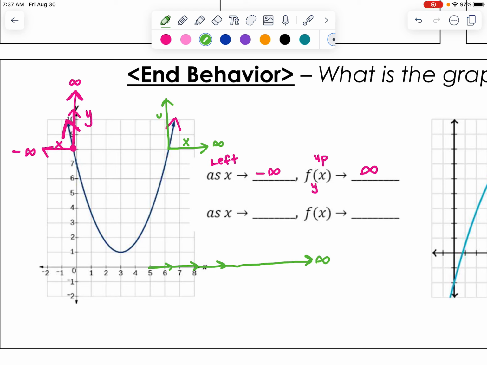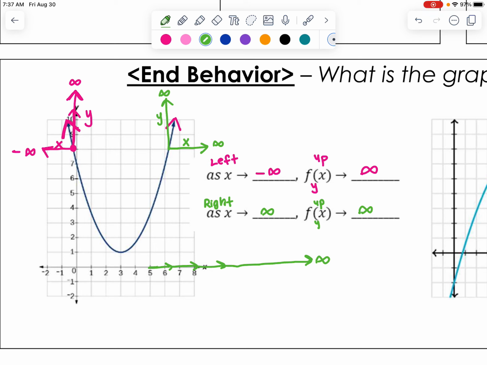Now, as the y values move up, if you look at the y-axis, you can see as we go up, we get closer and closer to large numbers. It's getting closer and closer to positive infinity. So as x approaches positive infinity, this is just saying as we go to the right, f of x, or y, is approaching positive infinity. Y is going up.